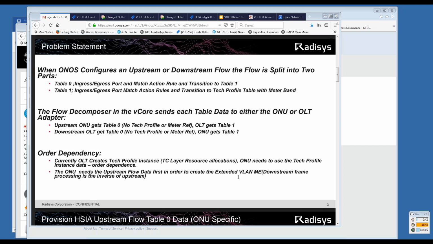The ONU needs to use this tech profile instance, so it'd be better if it was already there when the ONU needs it. The ONU also needs the upstream flow data, ideally first, in order to create the extended VLAN ME. And in the ONU, basically the default mode of operation for our use cases is that the downstream frame processing is the inverse of the upstream. So in theory, you don't really need to explicitly define what the actions are in the downstream on the ONU, because it's just going to be the inverse of the upstream as far as tagging is concerned.